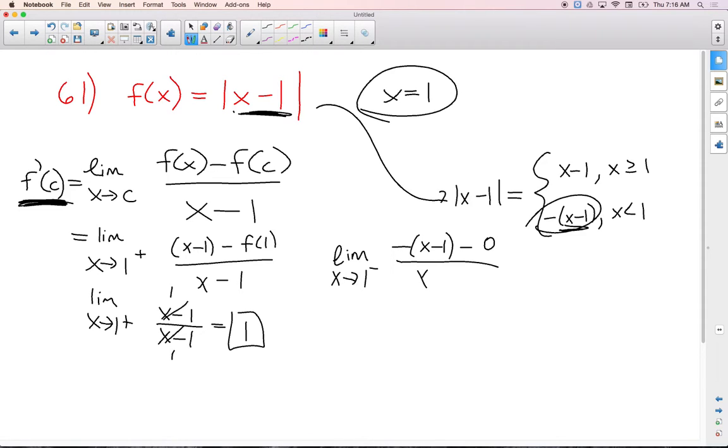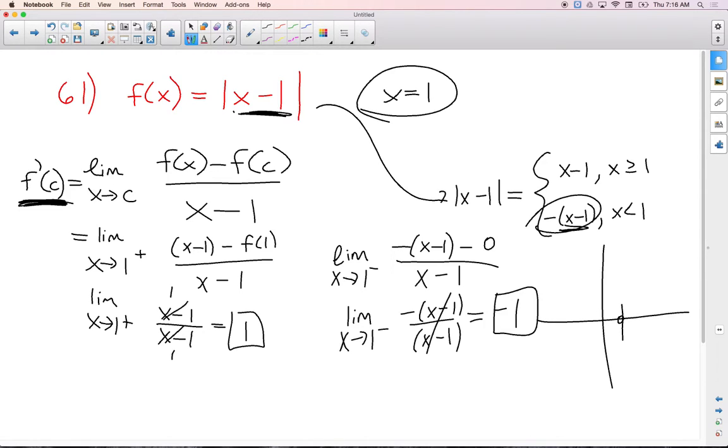All right, over x minus 1, you're going to end up with the limit as x approaches 1 from the left of the opposite of x minus 1 over x minus 1. Those cancel, you get negative 1. And so we can clearly see, because the slope from the right doesn't equal the slope from the left, this is what the derivative is approaching. So, it's a V, we know it looks like this, shifted right 1. And we look at the derivative. When you look at the derivative, you're looking at slopes. You're not looking at points, you're looking at slopes.